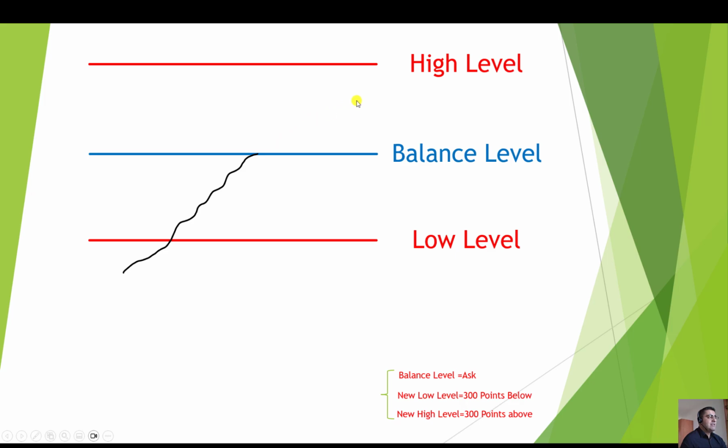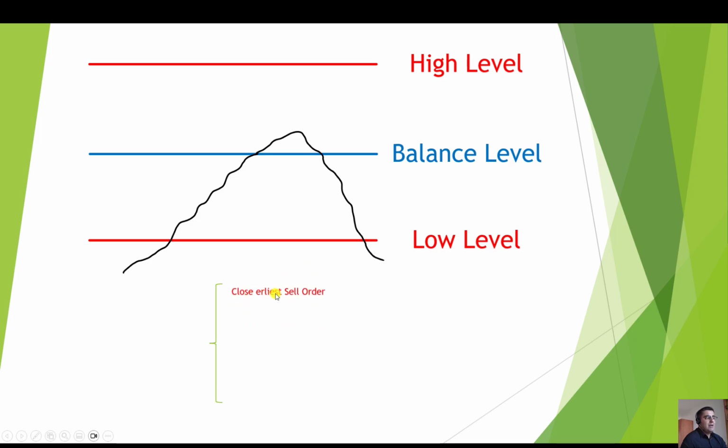Now again, the price, for example, fluctuates, and at the end it goes down and hits the low level. When it hits the low level, then again we close the earliest sell order, we open a new buy order, and we open a new sell order. The new balance level would be ask. This balance level will be transferred to this point. The new low level would be 300 points below the new balance, and it would be here. And the new high level would be 300 points above the new balance level, so it would be here.